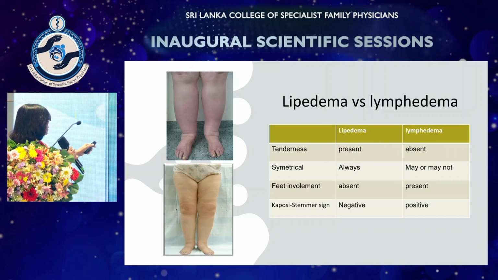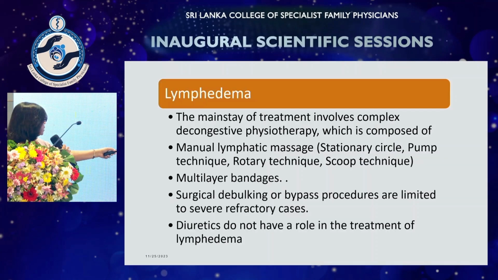So these are the differences. You can see the top one and the bottom one. The top one is lymphedema. This is lipedema. The feet are intact. There the feet are also involved. So you can see the differences between lipedema and lymphedema. The other one is Kaposi-Stemmer sign, which is negative. So I don't have time to do it because lymphedema is, I think, very common.